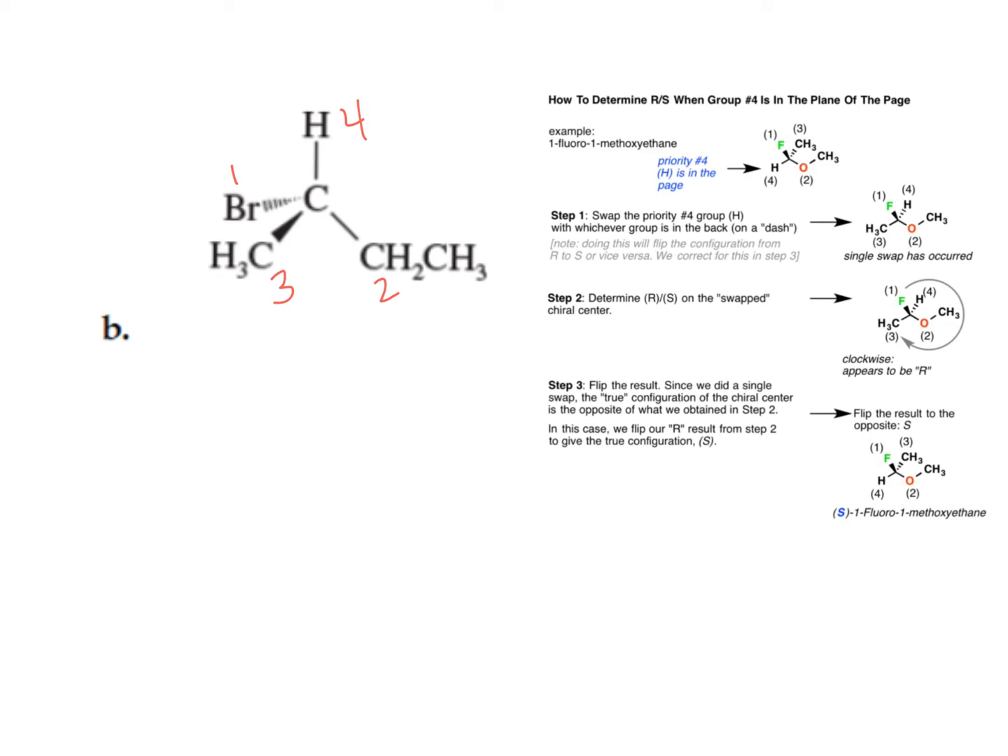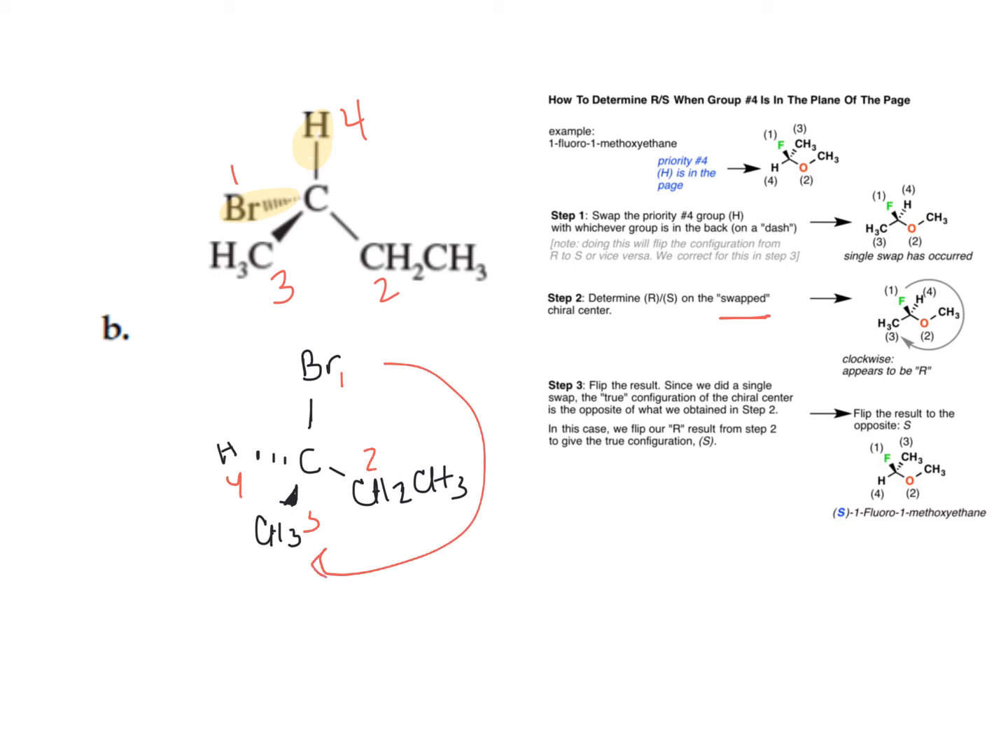So step 1, you want to swap the number 4 group with whichever one is in the back. So I'm going to be swapping my lowest priority group, which is hydrogen, with the one that's in the back, bromine. And then I'm going to redraw it with those 2 things swapped. That's step 2. Now that I have redrawn it, I'm going to put my priorities back in. This is priority 1, 2, 3, and 4. The way I have it drawn in this swapped version, follow your arrow, this would be an R configuration.